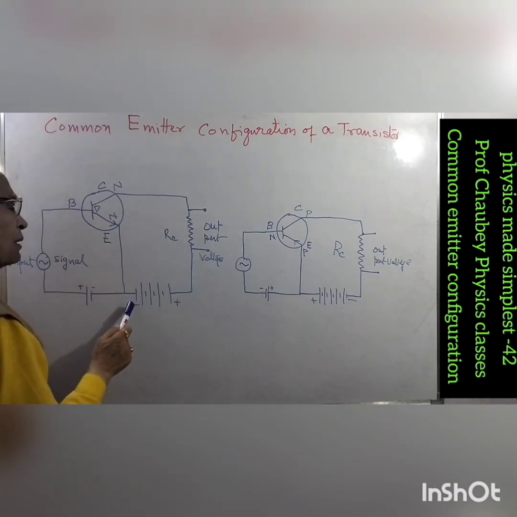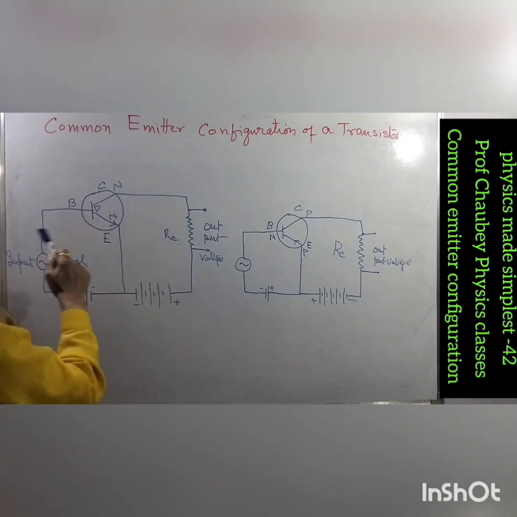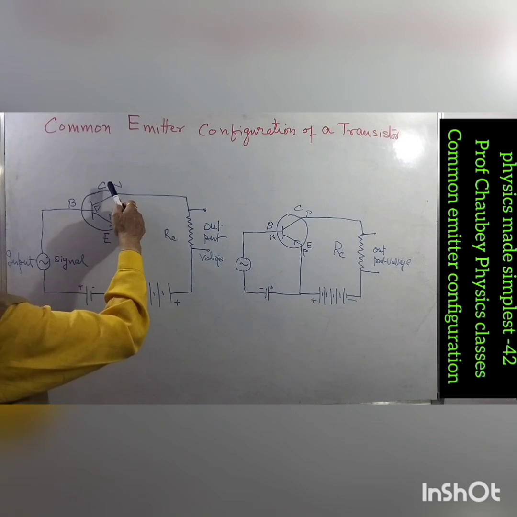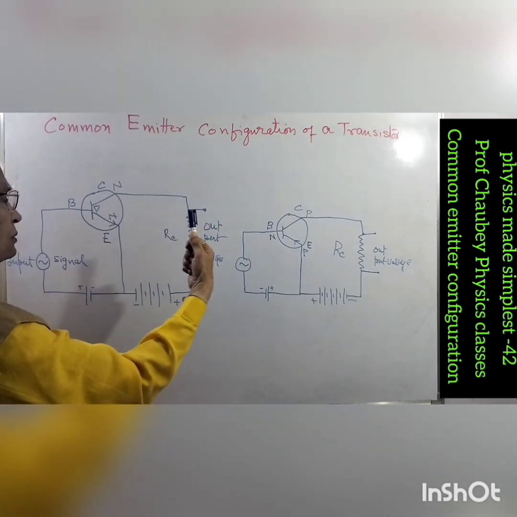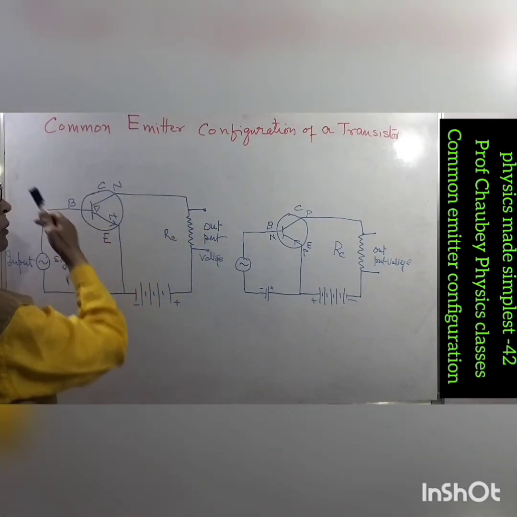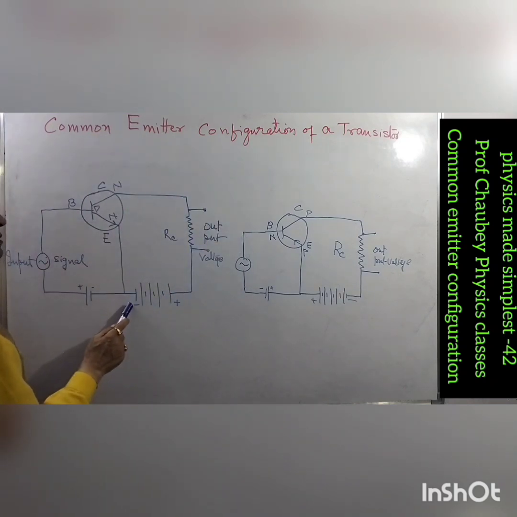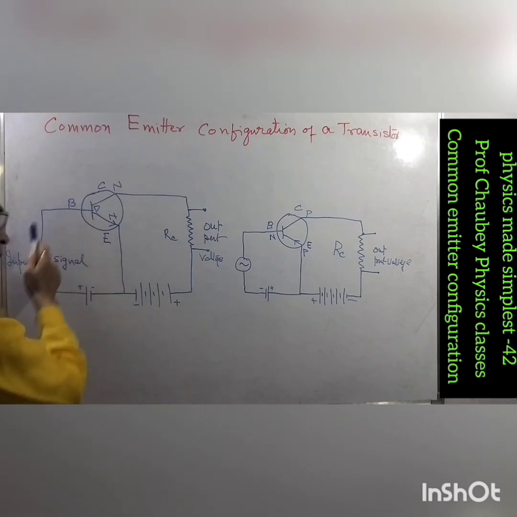And the collector circuit is reverse bias. This collector is N, so I am applying positive potential here. This will hold the electrons, negatons, and will not allow them to flow. That is the reverse bias. So the collector emitter is reverse bias, the base emitter is forward bias, and this is the NPN transistor.